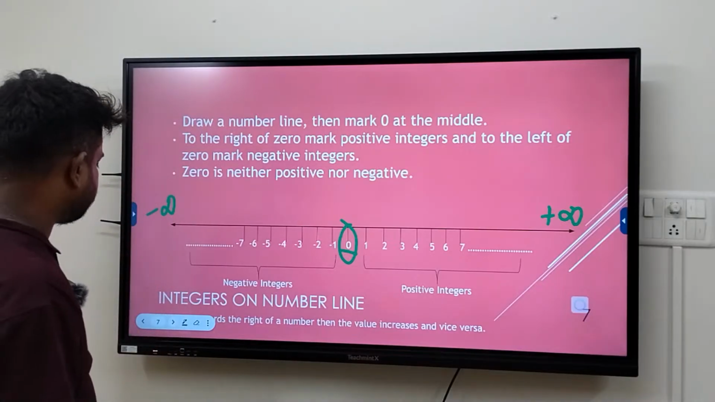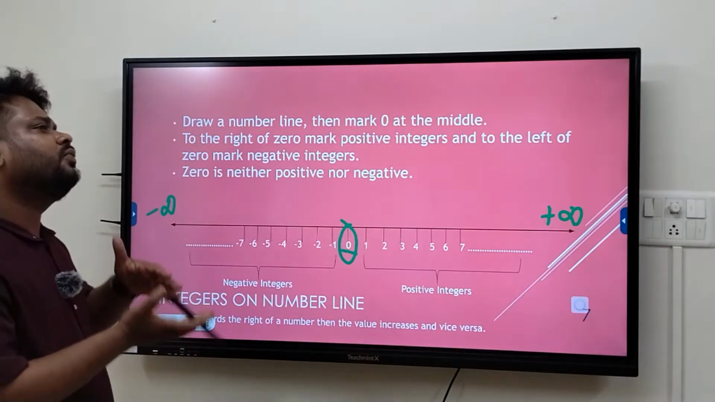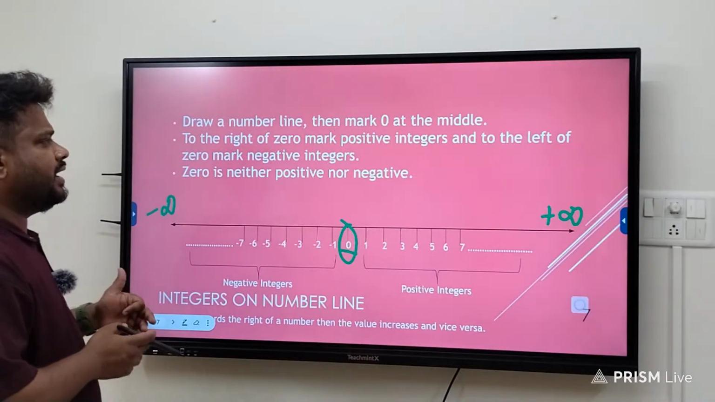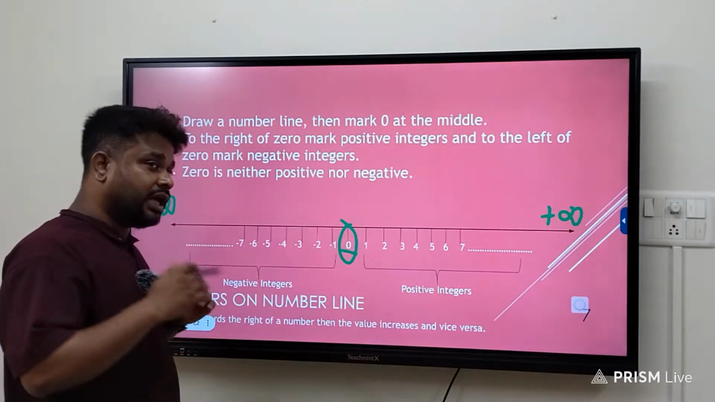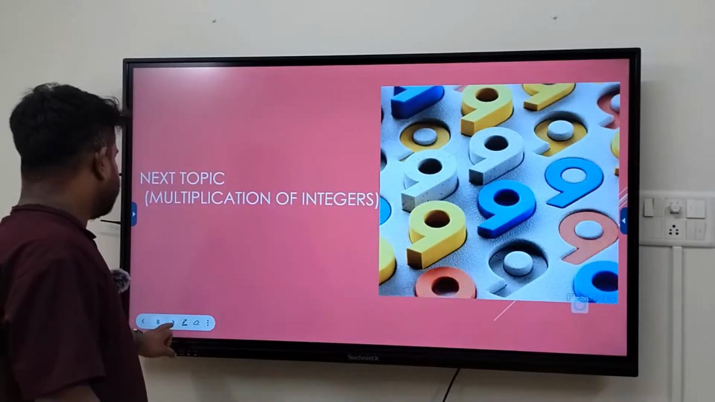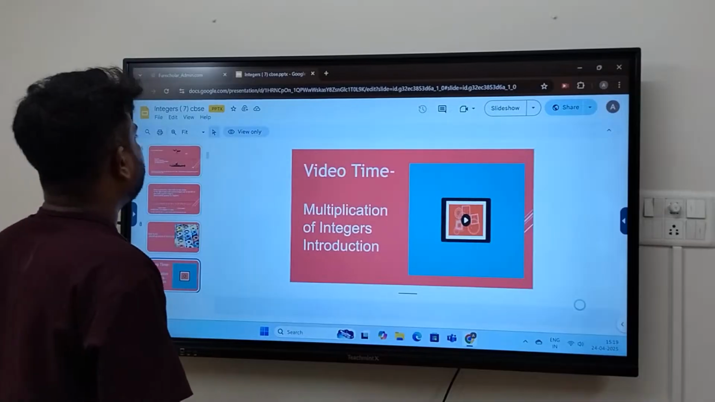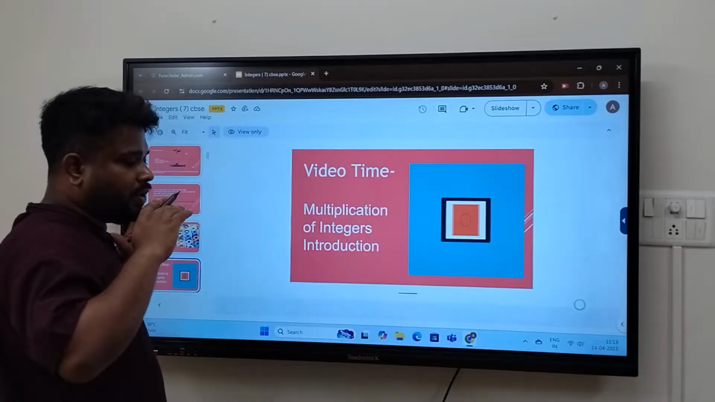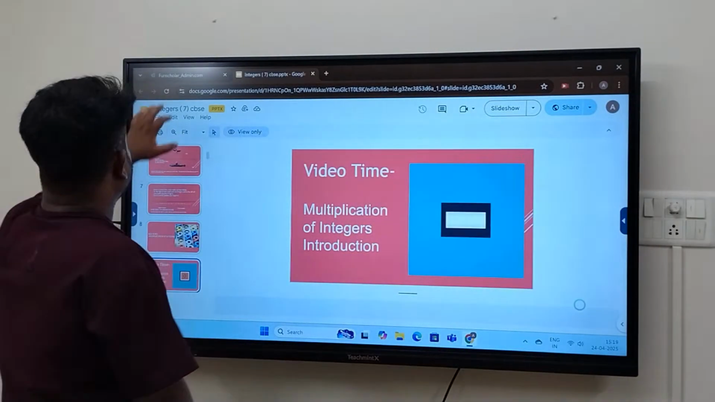Okay, so maybe you guys have been studying the number line since class 6. This is an easy concept, and we will try to solve sums also using this concept. Okay, the next one is multiplication of natural numbers. So let's watch a video. I am not going to play all the videos in this class, but we will just watch those videos which are important.